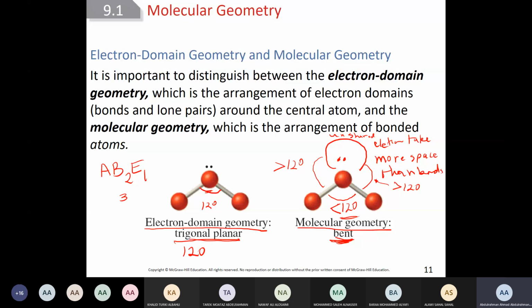So if I ask you, what's the shape of this molecule from the electron domain point of view? What are you going to say? Trigonal planar. If I say, what's the geometry of this molecule? Bent. Sometimes they call it V shape, which is the same thing. Bent or V shape. You have to memorize the name also.